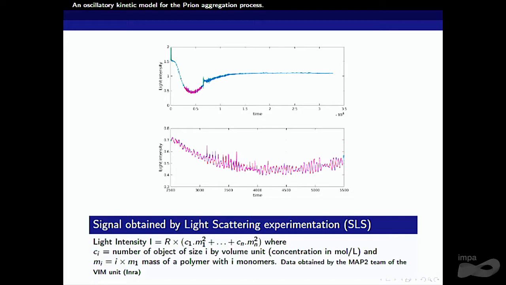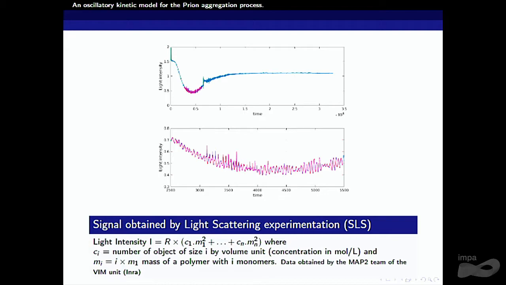By the way, this graph is an SLS experiment with the initial concentration at 1 micromole per liter. What we get is a potential shape, which means that first there is a decrease of the light intensity. That means that the protein will depolymerize. And then there is a change of trend, an increase and then a stabilization. So what we can suppose is that there is first a depolymerization, then polymerization, and then a stabilization.